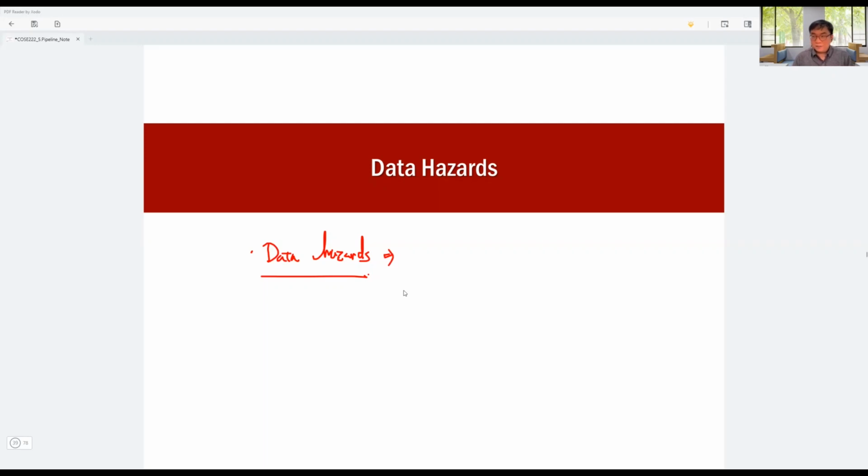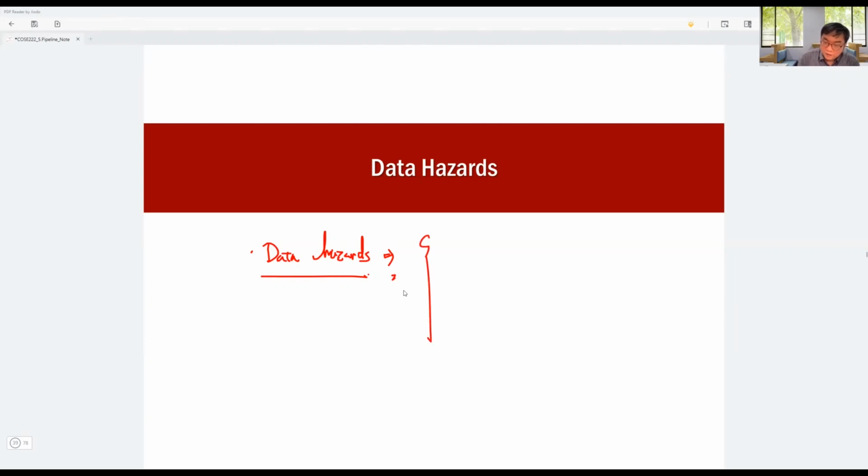Then, why does a data hazard happen? What's the reason for a data hazard? It's data dependencies between two instructions.